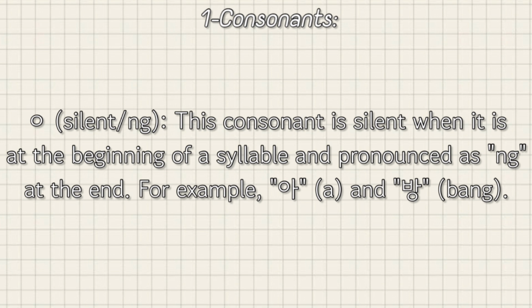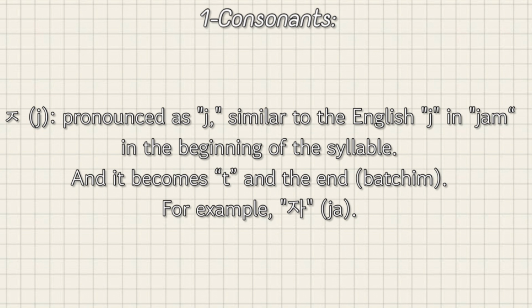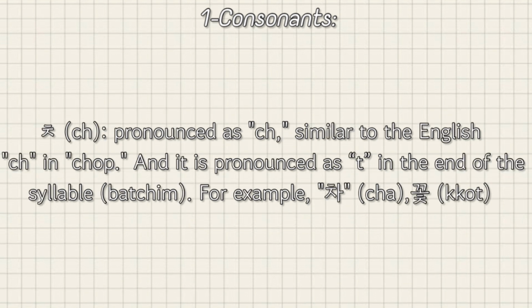Jieut, pronounced as j, similar to the English j in jam, in the beginning of the syllable, of course, and it becomes t at the end, when it is a bachim. For example, ja. Chieut, pronounced as ch, similar to the English ch in chop, and it is pronounced as t in the end of the syllable, bachim. For example, cha.